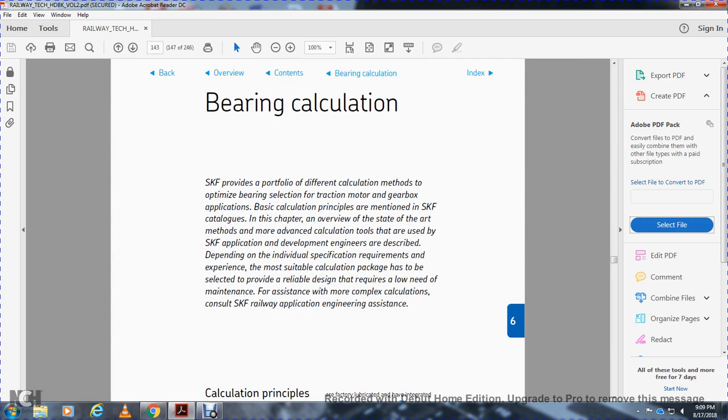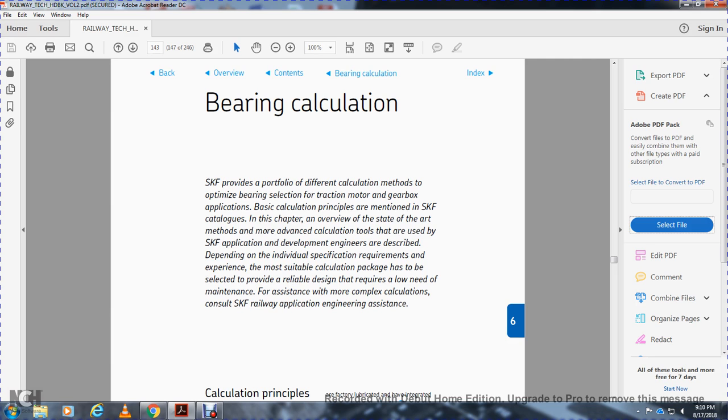For bearing calculation, SKF provides a portfolio of different calculation methods to optimize the bearing rings for the traction motor and gearbox application. Basic calculation principles are in the SKF catalogs and chapter, and they offer you the state of the art method for more advanced calculation tools, which SKF application development engineers describe, depending on the individual specification requirements. Experience is needed to select the most suitable calculation package.